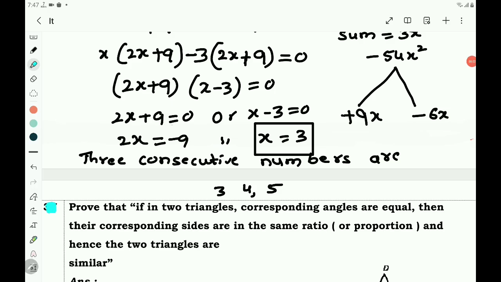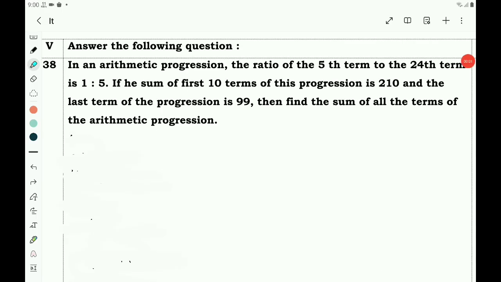Next question, question number 37. It is a theorem. What is the theorem? If in two triangles corresponding angles are equal, then their corresponding sides are in the same ratio or proportion, and hence the two triangles are similar. You know that this theorem is the AAA similarity criteria theorem, and the proof is already given in the video. You follow that video and learn the proof of the theorem. Question number 38, the last question of that question paper, and it is a 5 marks question.